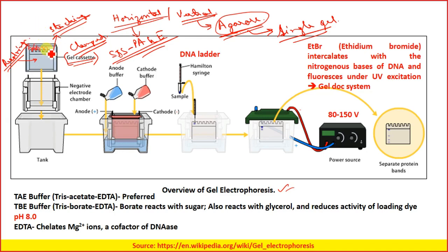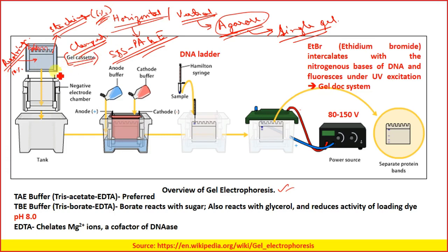After the gelling is completed, the comb is taken out. Usually the resolving gel has a polyacrylamide concentration of around 10% approximately, whereas in the stacking gel it is around 6%. So the resolving gel has a higher concentration, that means a smaller pore, whereas the stacking gel has a larger pore.